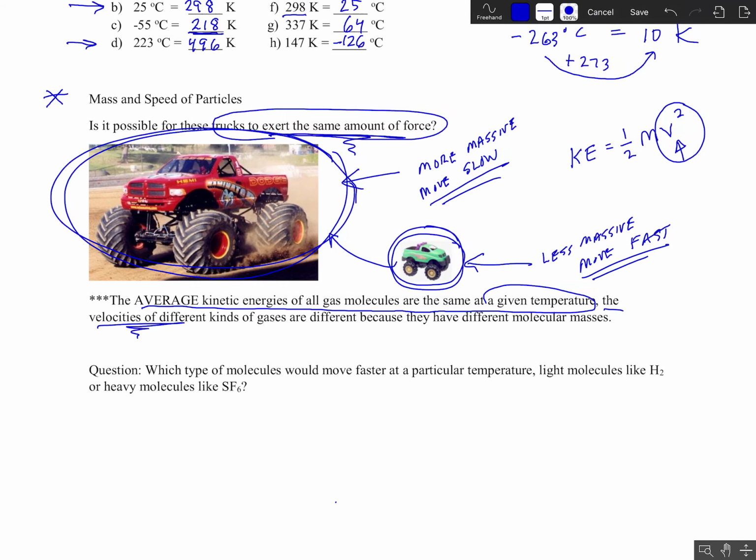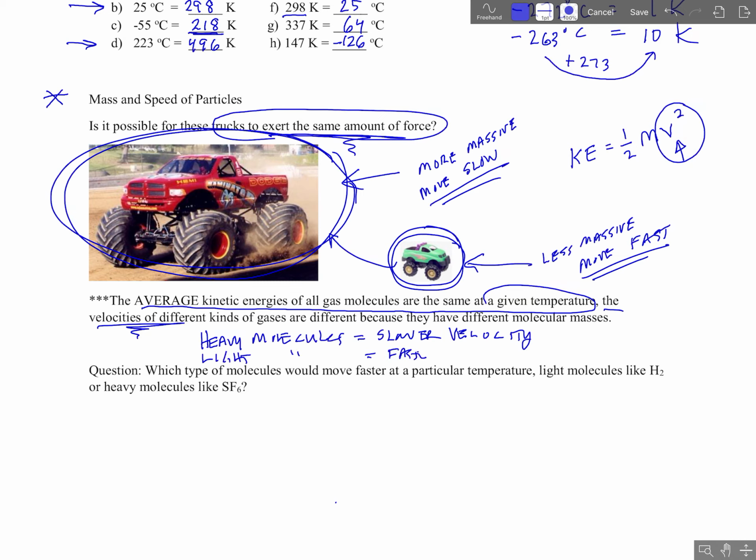So molecules with a big molecular weight, so let's just say heavy molecules, would have a slower velocity than light molecules. They would have a faster velocity. To make up for their size, they have to move faster. Just like the toy truck has to move faster than that big, massive truck to make up for the small truck size.